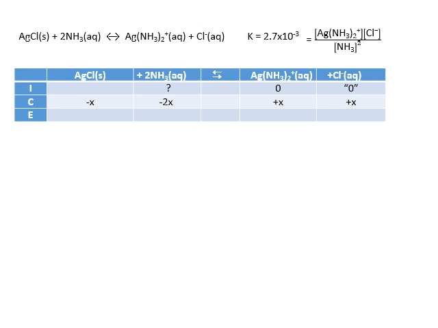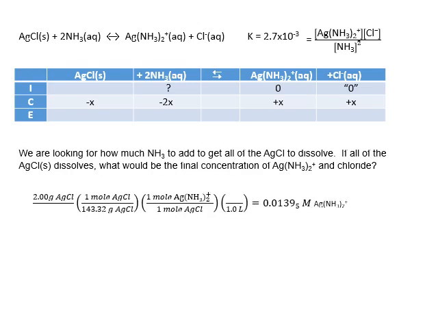If all of the silver chloride dissolves, what would be the final concentrations that would be produced of the chloride ion and the silver complex? We were told that we started with 2 grams of silver chloride. We can use the molar mass of silver chloride to convert this to moles, and we see from the balanced chemical equation above that 1 mole of the silver complex ion is formed per mole of silver chloride. We were told that we're going to have 1 liter total of solution, so this gives us that at the end, if everything is dissolved, we should have 0.01395 molar of the complex ion.